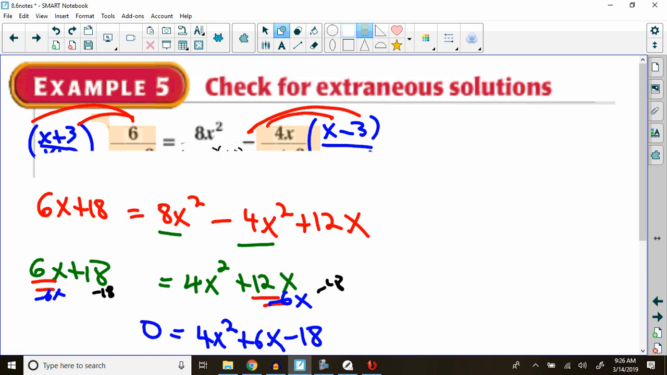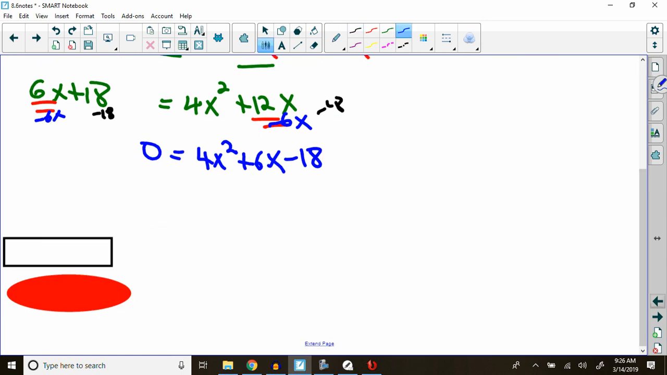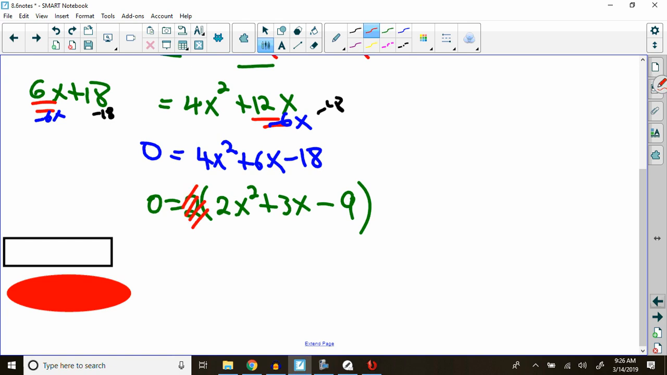4, 6, and 8. Can we do anything with 4, 6, and 8? Divided by 2. Nice. We factor out a 2. Good. I'm glad that people brought their A games today. I'm so happy. So we divided 2 out. So this is 0 equals 2 times 2x squared plus 3x minus 9, right? This 2 that we factored out doesn't really impact our solution set. So let's see if we can factor this.